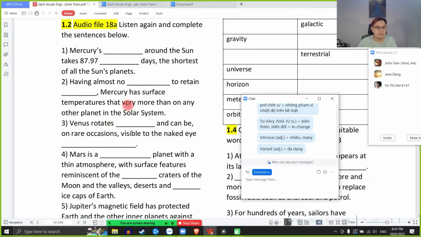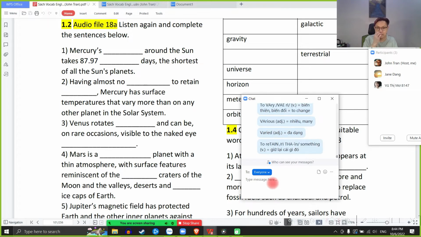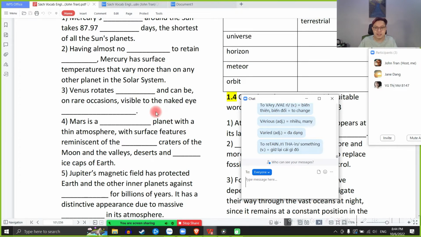Okay, having all, okay. Nó gần như không có cái gì đó. To retain means to keep. To retain something, giữ lại cái gì đó. Nó gần như không có cái gì đó để giữ lại cái gì đó. Thì sao Thủy nó có những phạm vi nhiệt độ trên bề mặt mà nó biến động, biến thiên, biến đổi nhiều hơn bất kỳ cái hành tinh nào khác trong hệ mặt trời. The solar system.